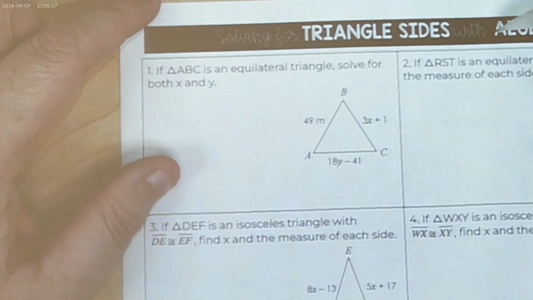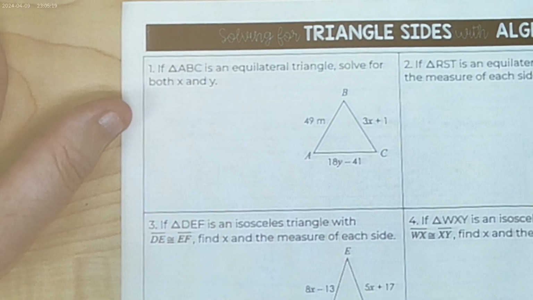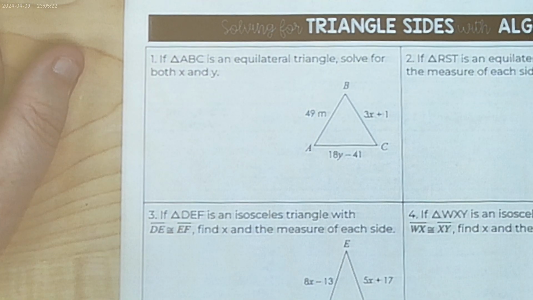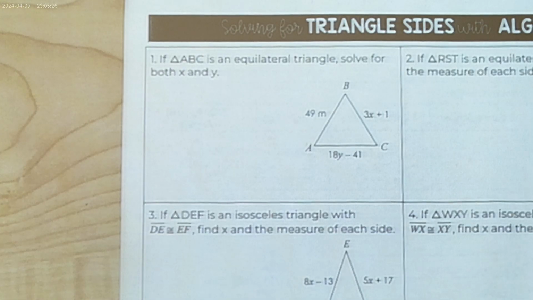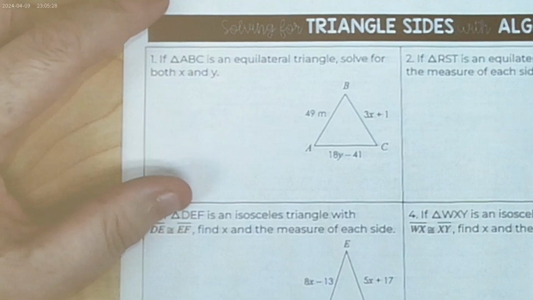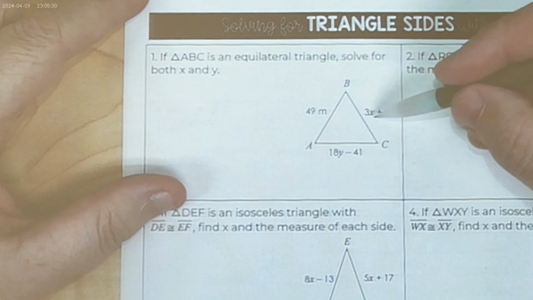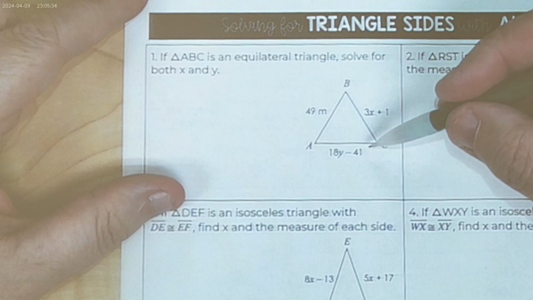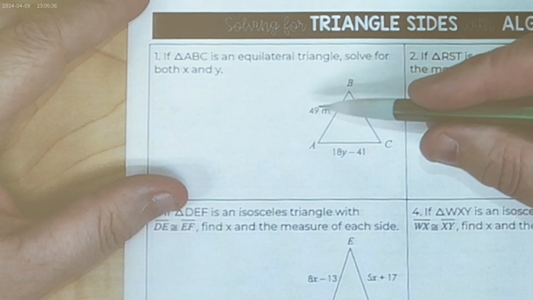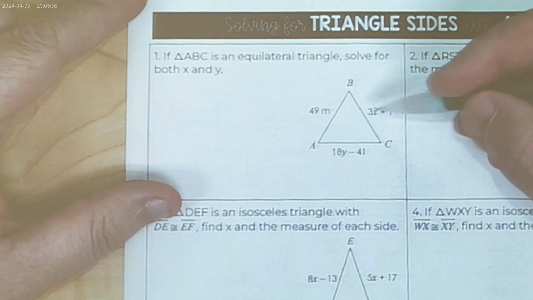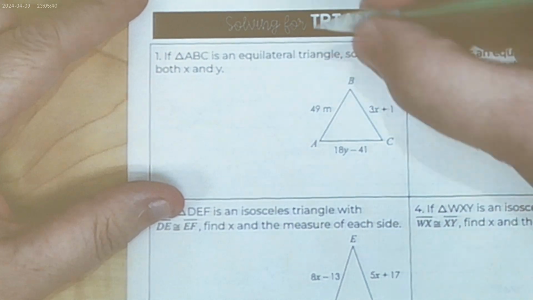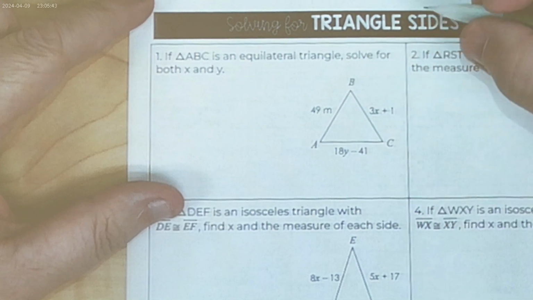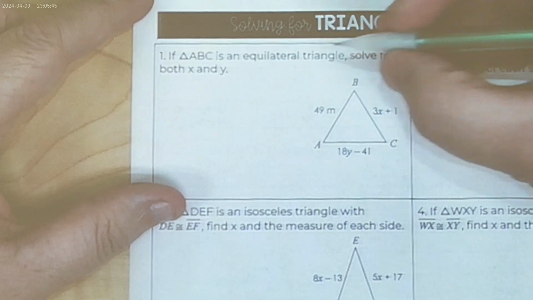All right, if ABC is an equilateral triangle, then solve for both x and y. Well, if ABC is an equilateral triangle, then that means that all the sides are equal. So what that means is 3x plus 1 equals 18y minus 41. But why would you want to do it that way? You have 49. Do 3x plus 1 equals 49. Why would you want to set those equal to each other? Don't do that. That's weird.